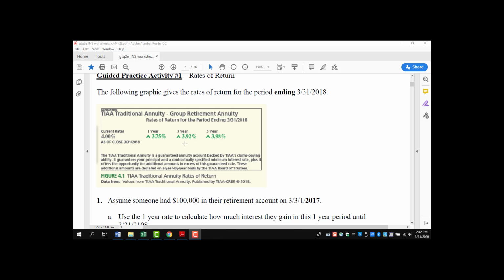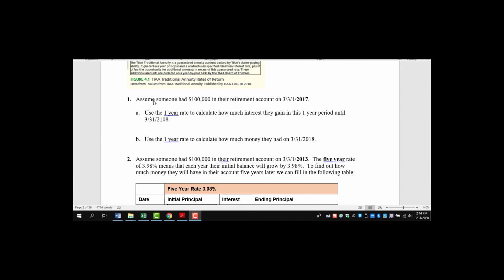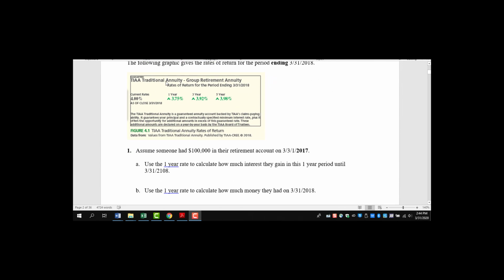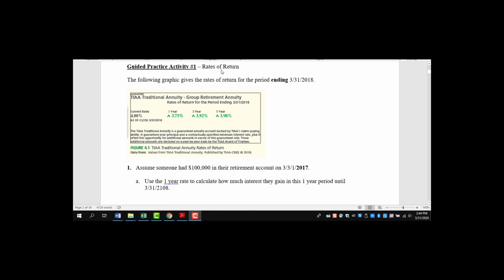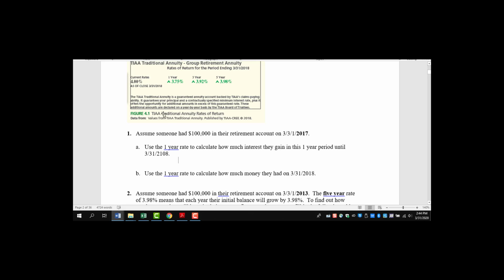So I'm going to switch over to the other file that doesn't have the answers. Okay, so here is our traditional annuity. It has a 1-year return and a 5-year return. So we're going to use the 1-year rate and see how much our rate of return is and how much money we have left after 1 year. Assume the 1-year rate, which is 3.75%, calculate how much interest they will gain. Interest, by the way, from chapter 1 is dollars.